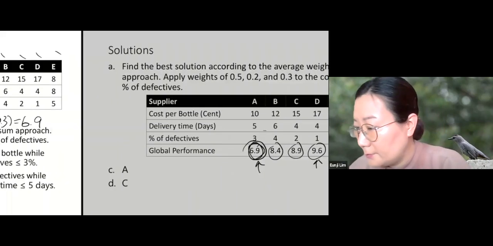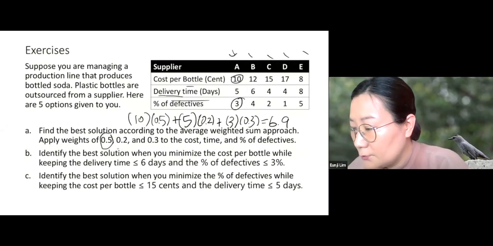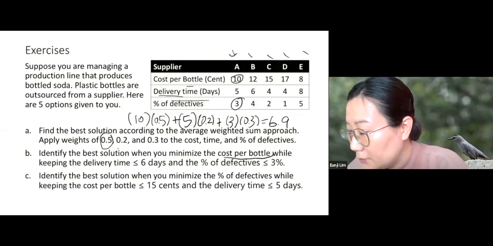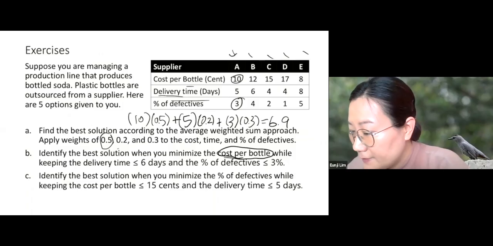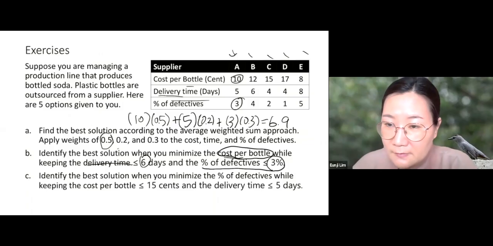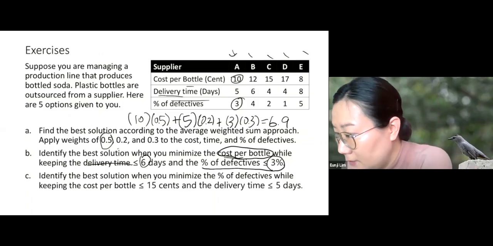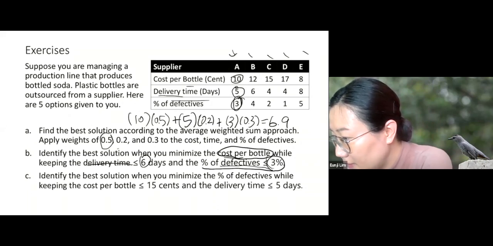Now let's go to part B, identify the best solution when you minimize the cost of a bottle. So the cost per bottle is the most important factor. And for the rest, you have to set the target range. The delivery time should be 6 days or less, and the percentage of defectives should be 3% or less. So first of all, let's see who are qualified. Is A qualified? Delivery time is less than 6, percentage of defectives is less than 6. So yes, A is qualified.